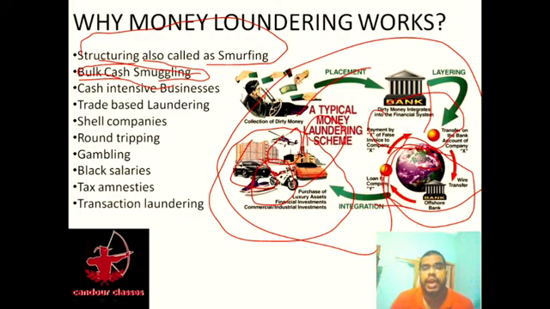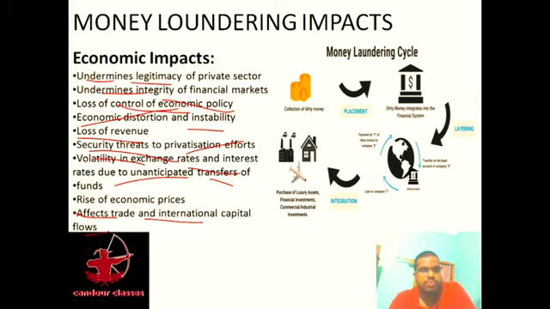Okay, then loss of control of economic policy, then economic distortion and instability, then loss of revenue, security threats to privatization efforts, volatility in exchange rates and interest rates due to unanticipated transfers of funds. Okay, then rise of economic prices, then affects trade and international capital flows. Obviously, if tax is not given for earning money, then definitely government won't be able to utilize that amount for the welfare and development of the country. So economic impacts will be there, and these are the different points.